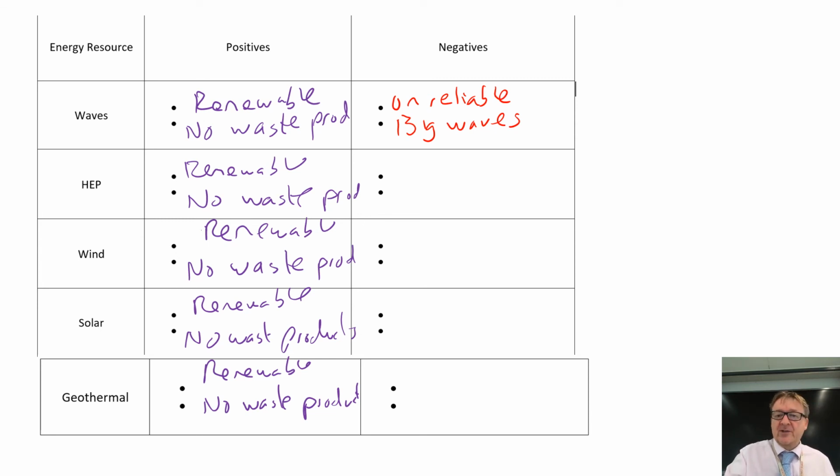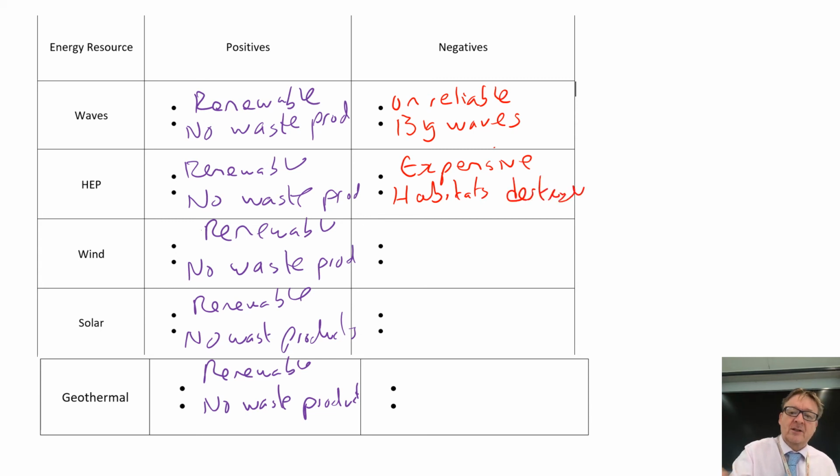Hydroelectric power is when you've got your big dam. The negatives are that to actually set one up in the first place is incredibly expensive, and everything above the dam, the habitats are destroyed. One advantage of hydroelectric power is that electricity can be instant. If you want electricity, you open a sluice gate, out comes water, and you make electricity straight away.